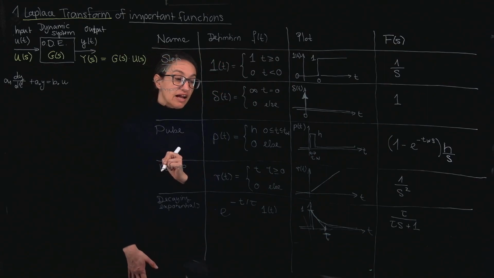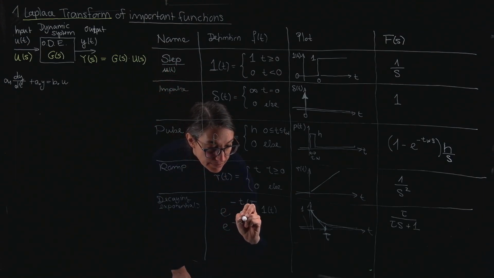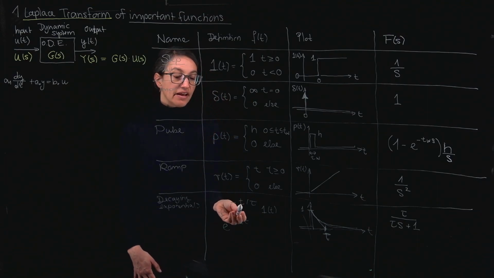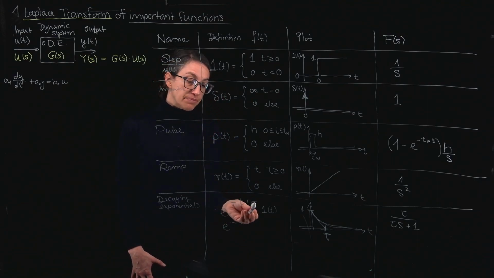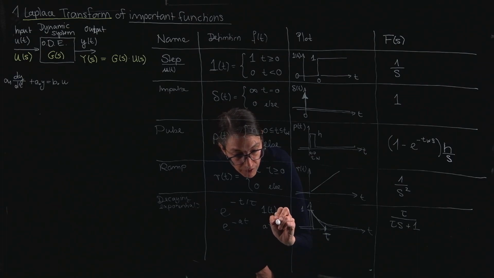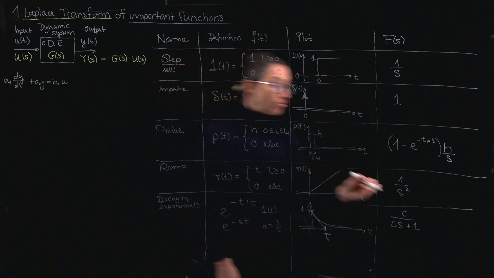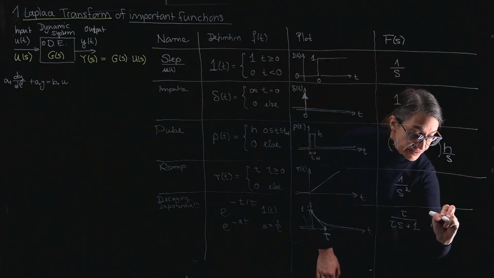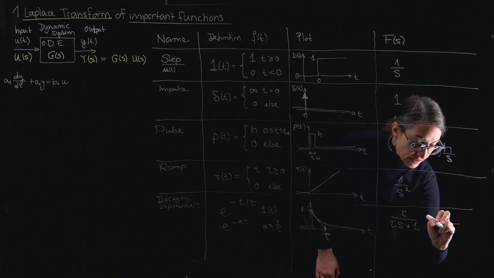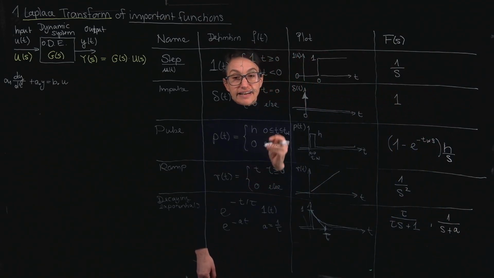Sometimes we don't write it like that. Sometimes we write it as e to the minus a times t. So instead of having minus t divided by tau, we have minus a times t. So a equals 1 over tau. We get the same form, only the Laplace transform looks slightly different. It's 1 divided by s plus a. Okay. So it's exactly the same function.